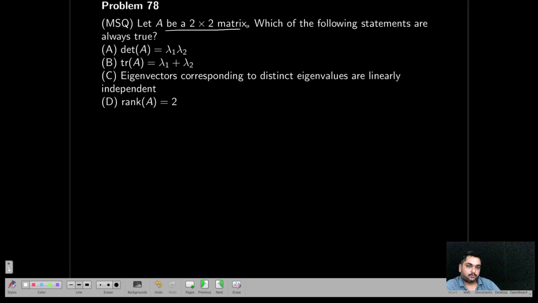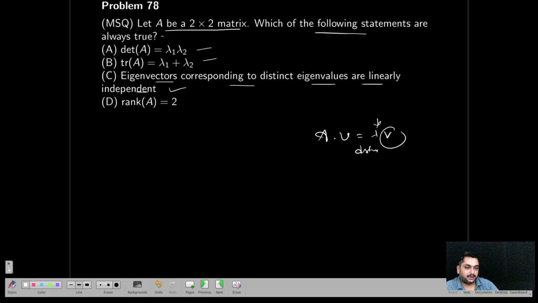Let A be a 2 cross 2 matrix. Which of the following statements are always true? This you already know. Eigenvectors corresponding to distinct eigenvalues are linearly independent. Yes, because you apply A V is equal to lambda V. If these lambda values are distinct, I'll get distinct vectors. That is the meaning. Then rank of A is equal to 2.